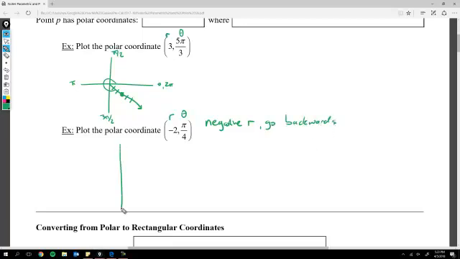All right, so again, first thing I have to do is figure out where my angle is. It's pi over 4, which is in the first quadrant. It's a 45-degree angle. Normally I would go out 2 units and give me my point. But because I have a negative r value, I have to go backwards 2 units. That's where my point will lie. Okay, that is plotting polar coordinates.